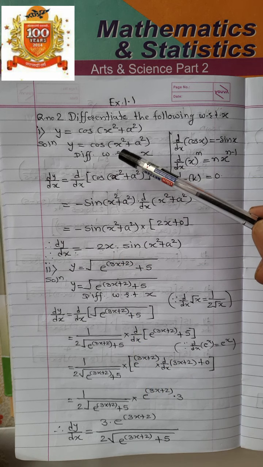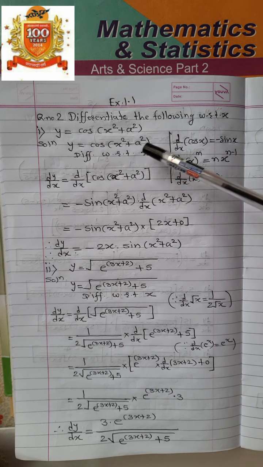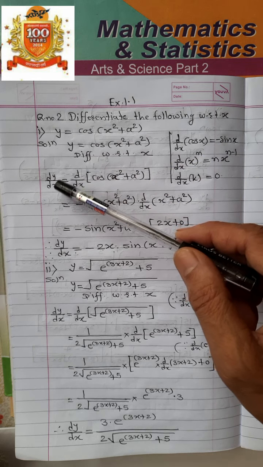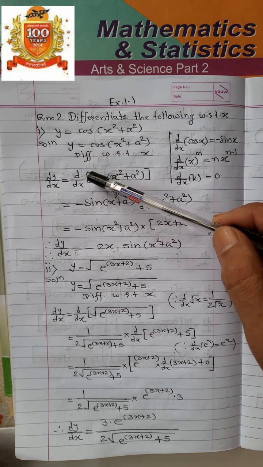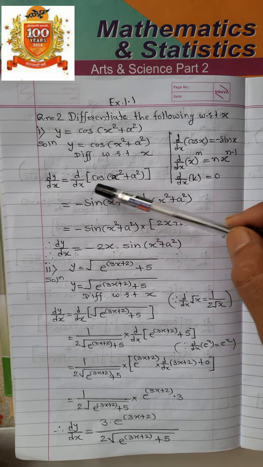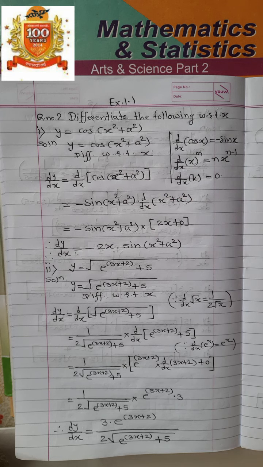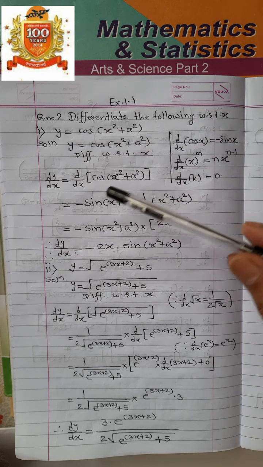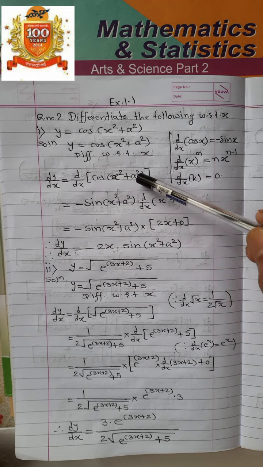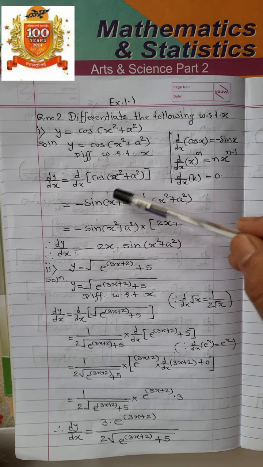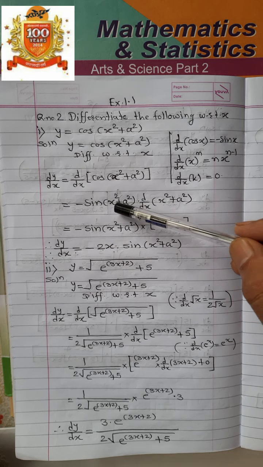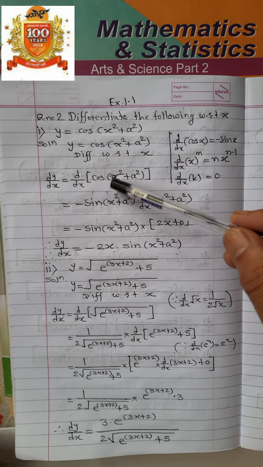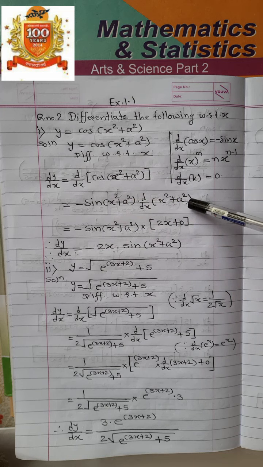Given that y is equal to cos of x square plus a square. Differentiate this with respect to x. Derivative of y with respect to x, dy by dx, is equal to d/dx of cos of (x square plus a square). We know that derivative of cos x is minus sin x. Therefore, derivative of cos of x square plus a square is minus sin of x square plus a square into derivative of x square plus a square.